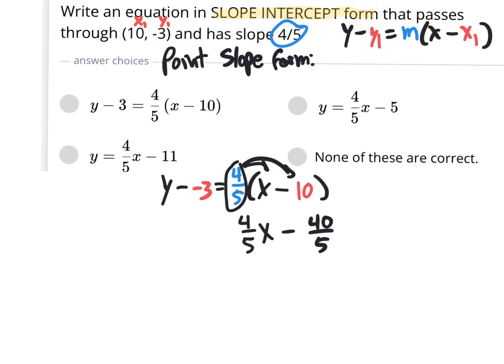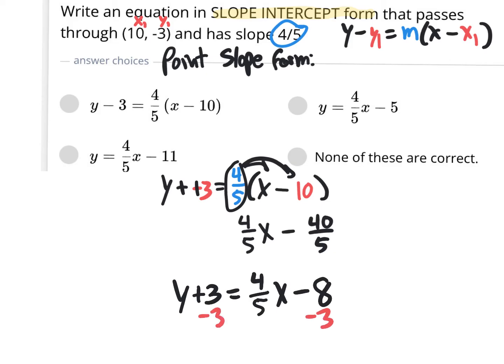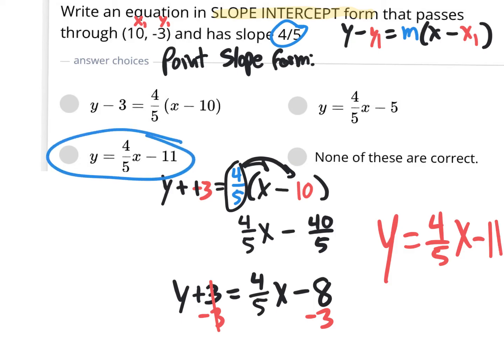I have y plus 3, because the minus minus changes to plus plus, equals 4/5 x minus 40 divided by 5 is 8. Final step, get that 3 out of there, we have our equation, our answer, y equals, this canceled out, 4/5 x minus 11. Y equals 4/5 x minus 11 is right there.